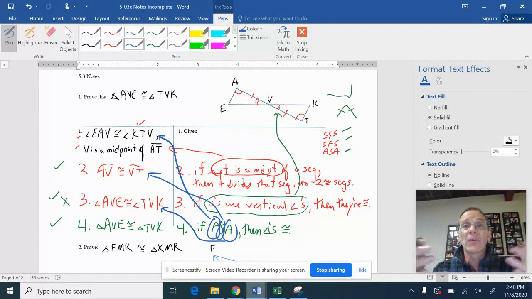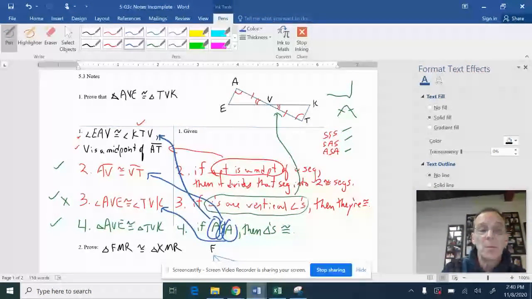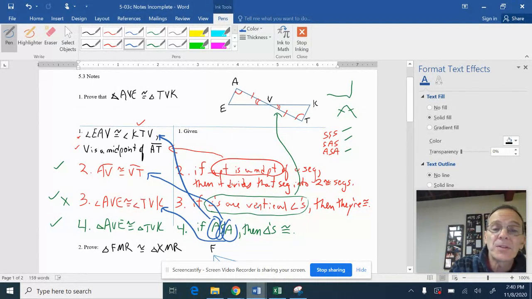You got to get 3 pairs of congruent parts. So however long, however many steps it takes you to get those 3, that's how long the proof is going to take you. Maybe I give you all 3 pairs of parts that you need right in the given information. And then step 2, you write it out and you're done. Okay? But this is a new reason right here.